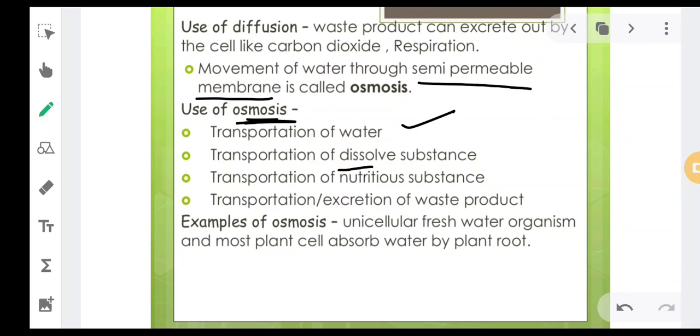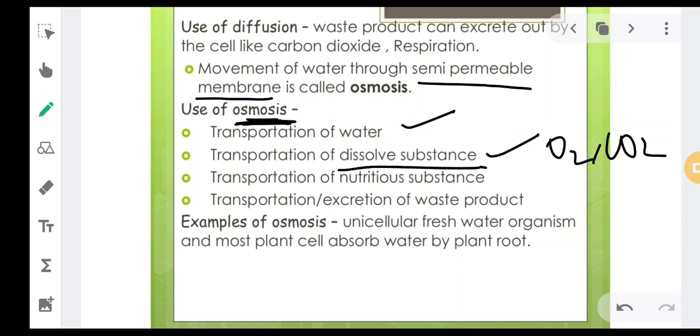Then there is transportation of dissolved substances like oxygen and carbon dioxide. Suppose we are breathing, so oxygen goes inside our lungs. From the lungs it needs to be transported to every part of the body, because each and every cell requires water and oxygen for their functioning. For that purpose osmosis is very essential. So osmosis helps to transport various different substances.